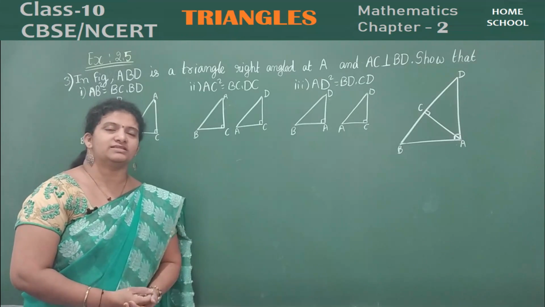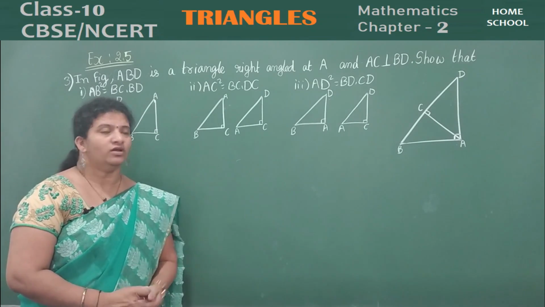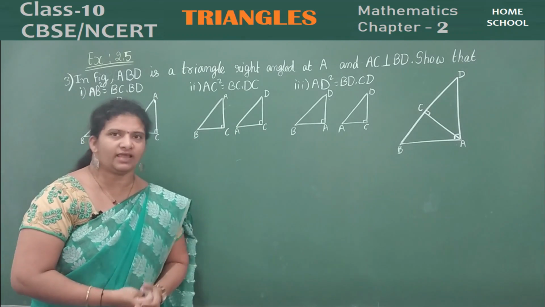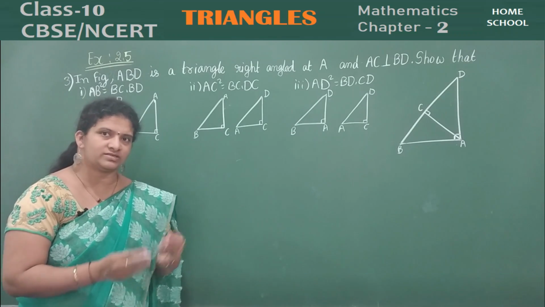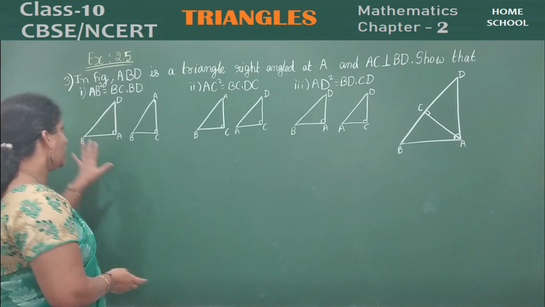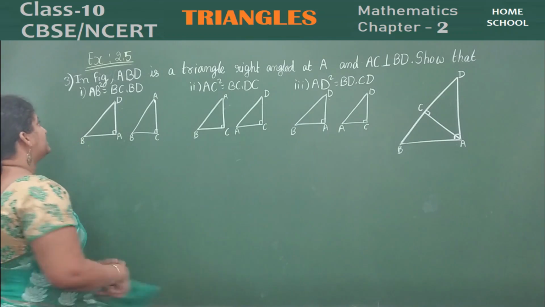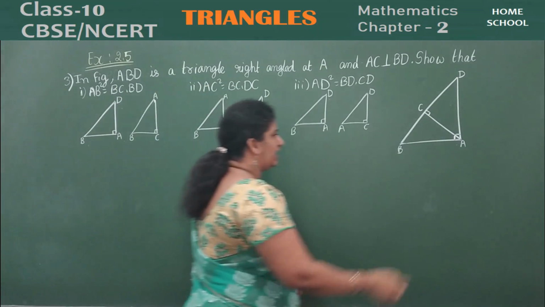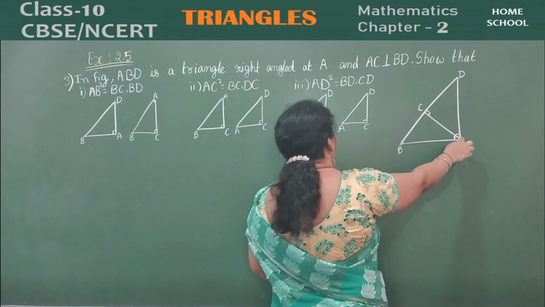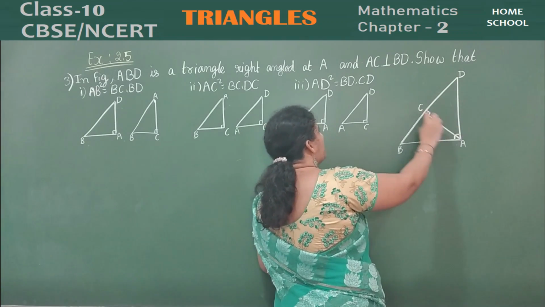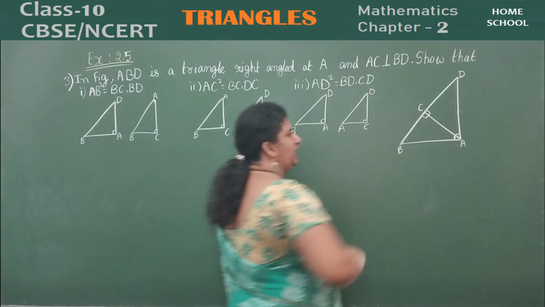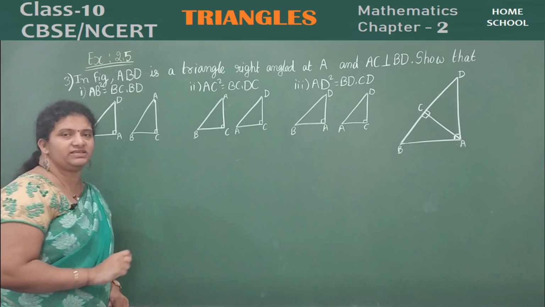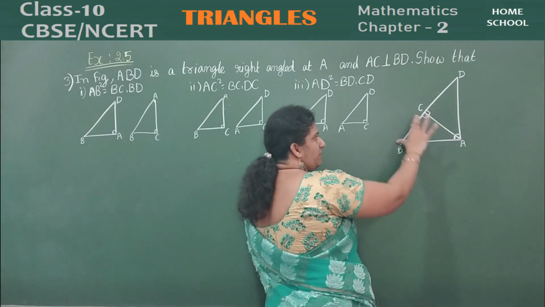See the third problem, children. Same theorem what we have proved before, same all the three cases are asked. But first case, third case, second case, like that they have asked. But the thing what we need to prove, the same technique we use here. So observe here. What is the question they asked? In figure, that is your original figure. ABD is a triangle, right angled at A and AC is perpendicular to BD. Show that AB square is equal to BC into BD.